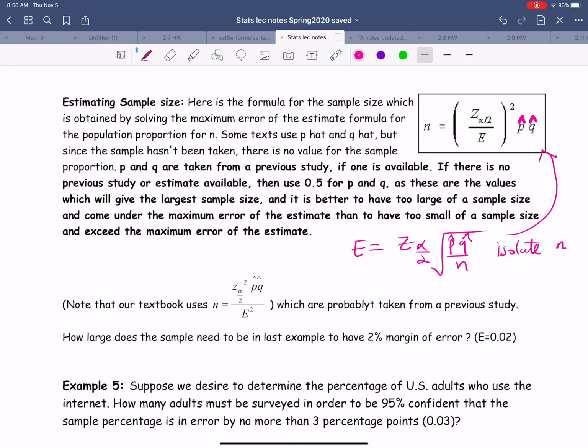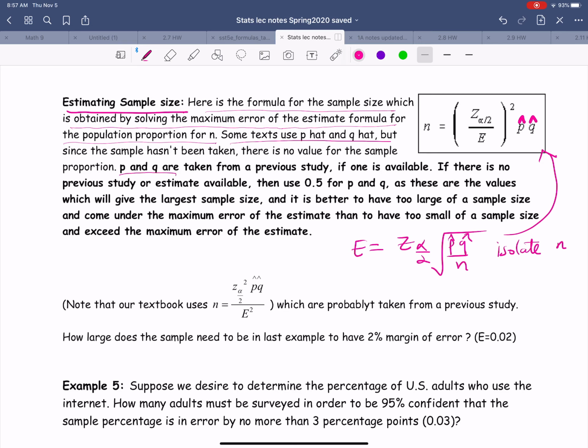If you know how large a margin of error you want, a smaller margin of error or a larger margin of error, you can estimate a sample size here. Here's the formula for the sample size, which is obtained by solving the maximum error of estimate formula for the population proportion for N. Some texts use P hat Q hat, some use P and Q. It doesn't really matter. Ours use P hat Q hat.